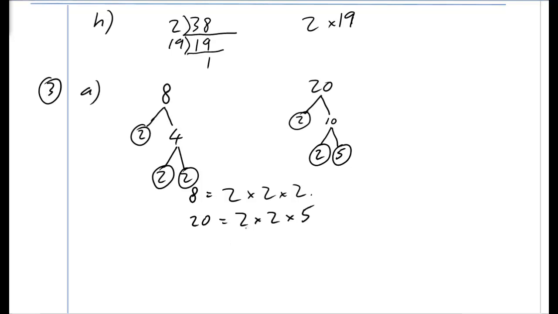Now, the highest common factor, what you do, look at the prime factors for 8 and look at the prime factors for 20 and see the ones that are common. Those ones are common, those ones are common. So the highest common factor between 8 and 20 will equal 2 times 2, which is 4. So the highest common factor between 8 and 20 is 4.